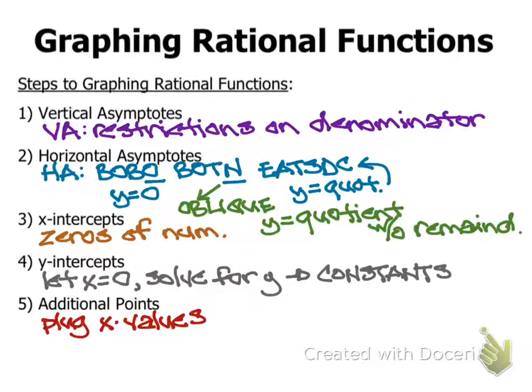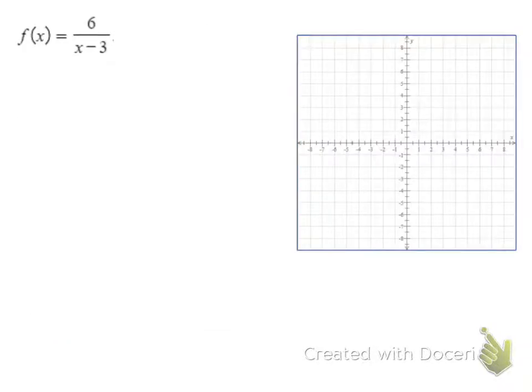So let's look at a first example. We have here f of x is 6 over x minus 3. So the first thing we need to do is find the vertical asymptote. And the vertical asymptote occurs at the restrictions on the denominator. So in this case, it occurs at x is positive 3. So on our graph, we will just dot in our vertical asymptote at 3.